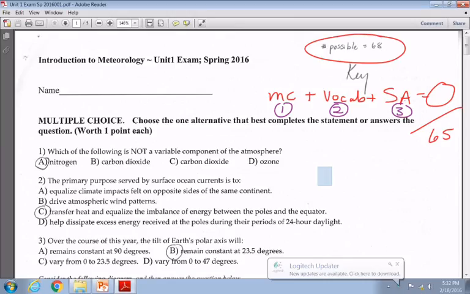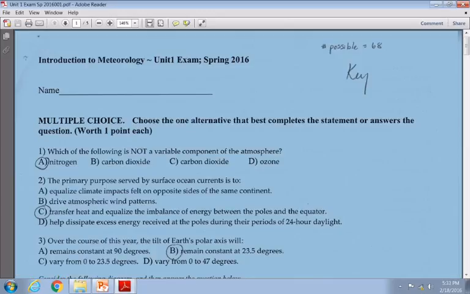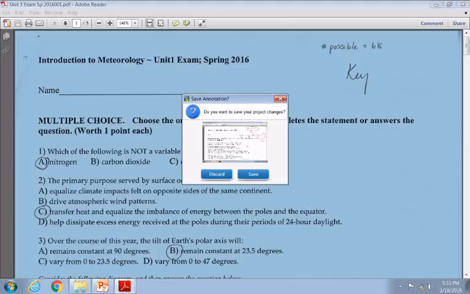Multiple choice, which is not a variable gas. The best answer there is A, because nitrogen actually is a permanent gas. Question 2, one of the things that the ocean currents do is C, transfer heat from the equator towards the poles. Question 3, the tilt of the Earth's axis of rotation is 23.5 degrees and constant, so B is the best answer for 3.